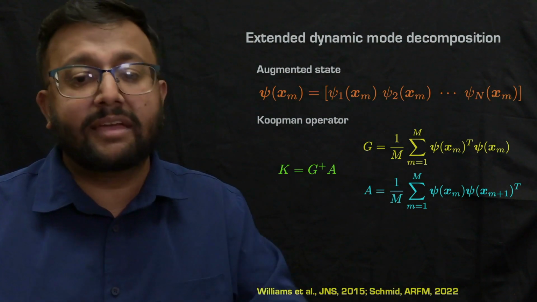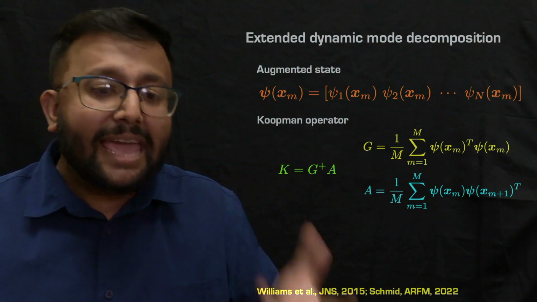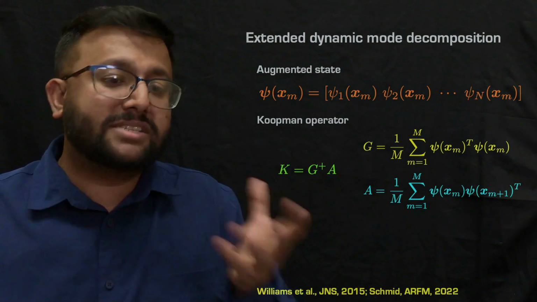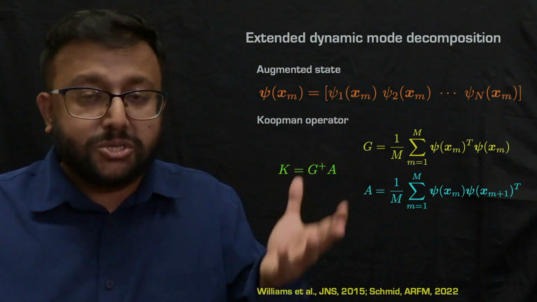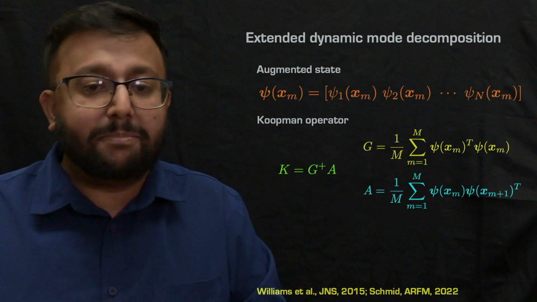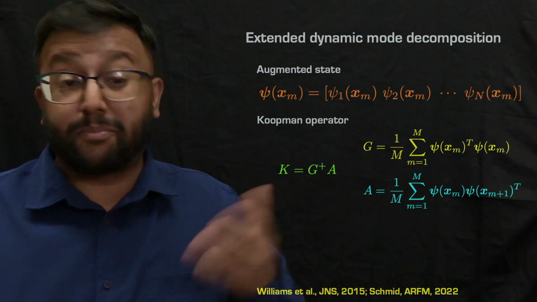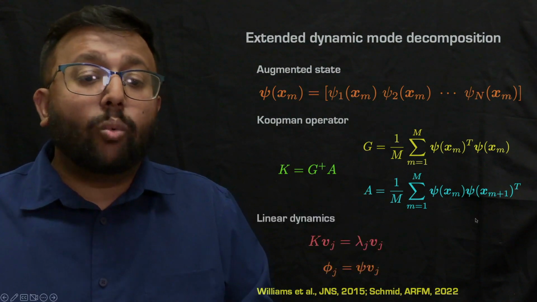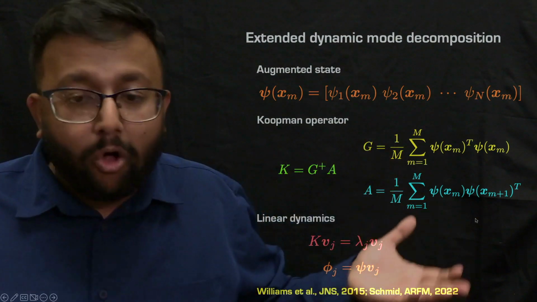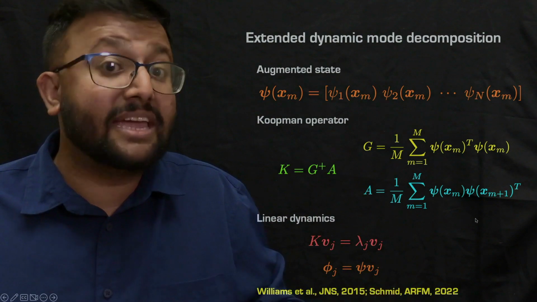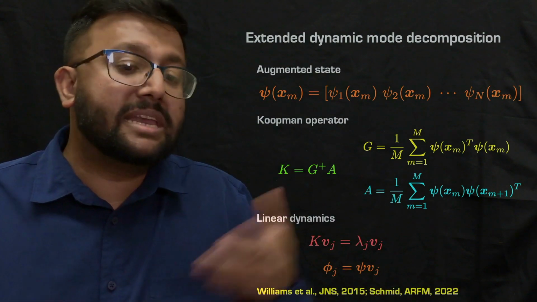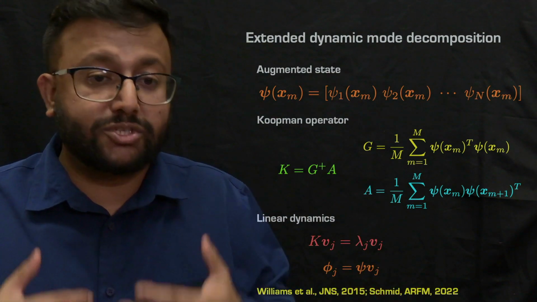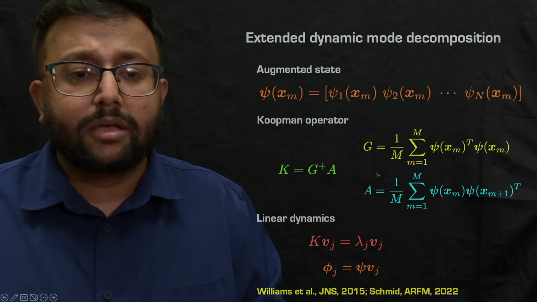I'm just illustrating constructing G and A, and when you basically do the pseudo inverse of G multiplied by A, you get an approximation of the Koopman operator. So once we get the Koopman operator, all the other steps follow. We can perform eigen decomposition, and we can get the Koopman modes phi here, right?